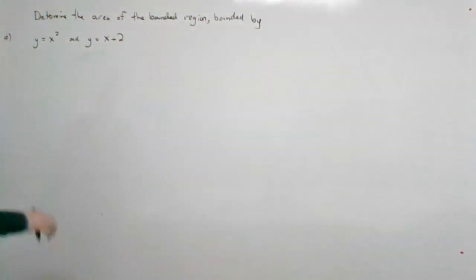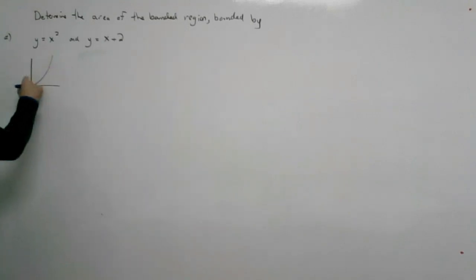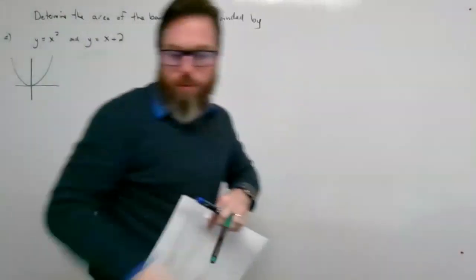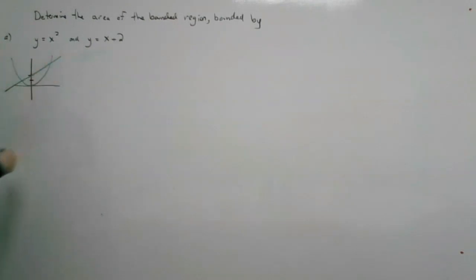All right. So what I want to do is determine the area of the region bounded by these two functions. We have y equals x squared and y equals x plus 2. So when I draw these two functions, we have x squared being this quadratic equation, and x plus 2 being this linear equation that's going to have a y-intercept of 2 and a slope of 1, so it's going to look something like this.